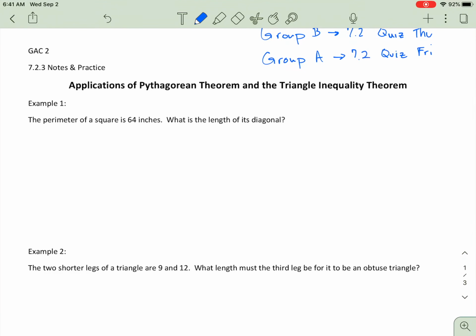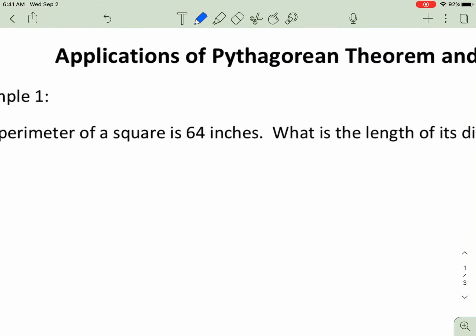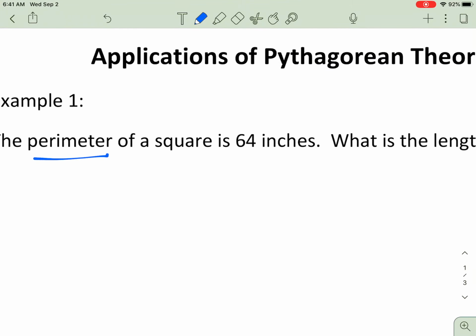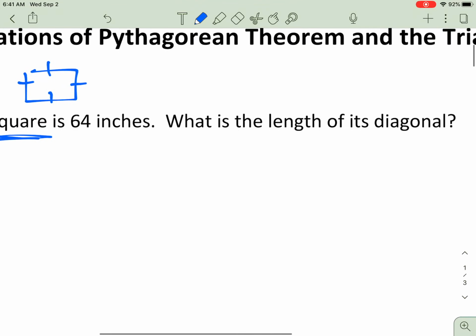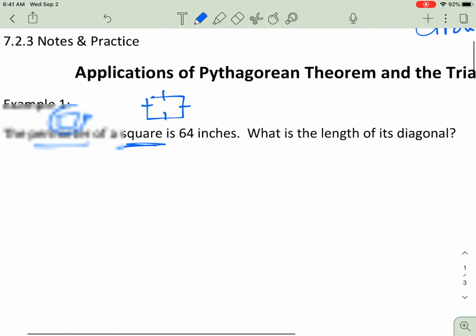Okay, so let's get started. Applications of Pythagorean theorem and triangle inequality theorem. Example 1 says that we have a perimeter of a square that is 64 inches. What is the length of its diagonal? Key points here: first of all, perimeter. Remember that perimeter is the outside of a shape, so it's everything around the outside. And a square tells us that all the sides are the same. And then what is the length of its diagonal?